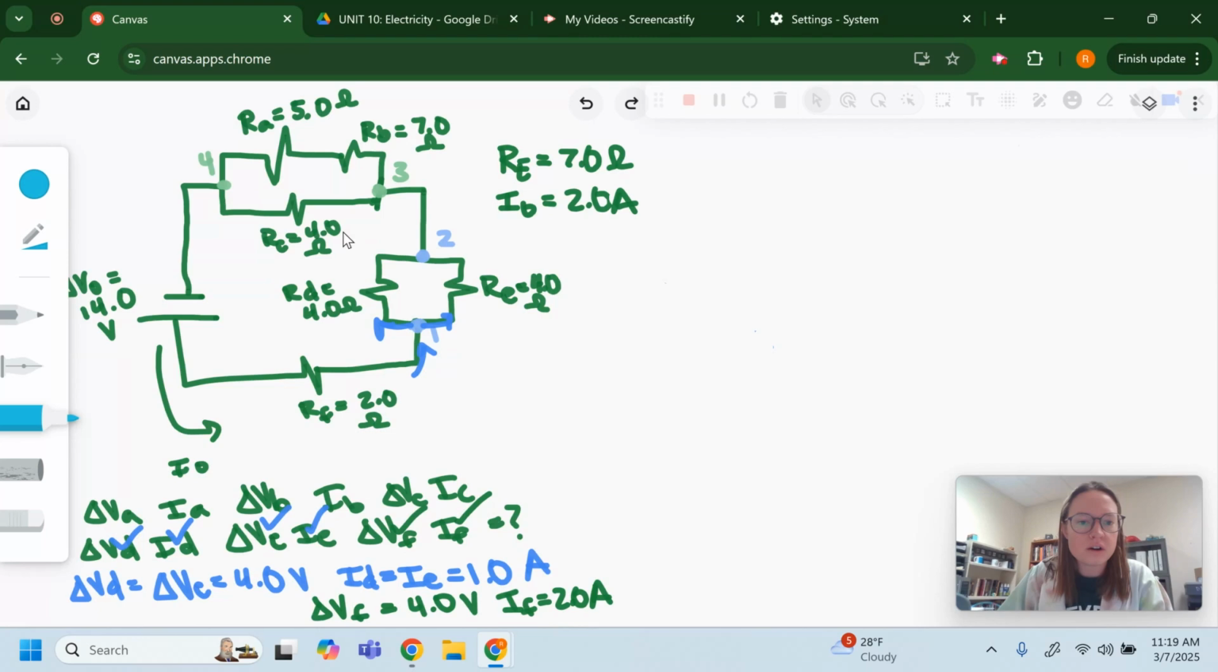Now we're ready to start conquering this little guy right here, branch 3 and 4. If I want to conquer this branch, here's some of the things that I'm thinking. RF seems to be in series with this 1 and 2 thing, which seems to be in series with this 3 and 4 thing. I'm thinking they're all in series with each other. That means my potential drop across here, plus my potential drop across 1 and 2, plus my potential drop across 3 and 4, all together adds up to delta V naught. So that's going to be the first thing that I write down.